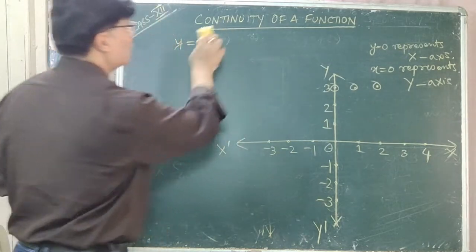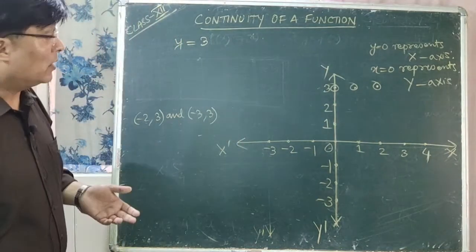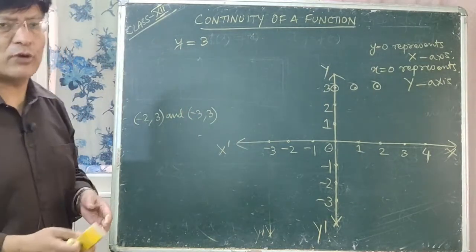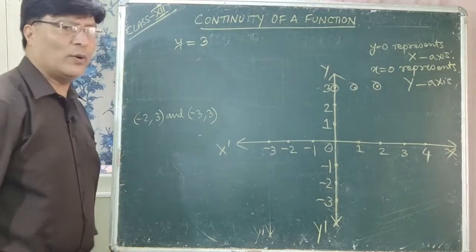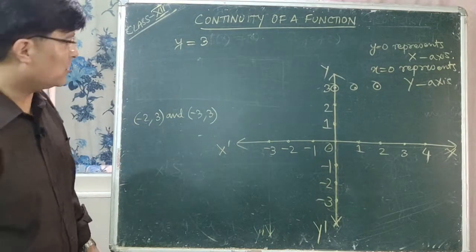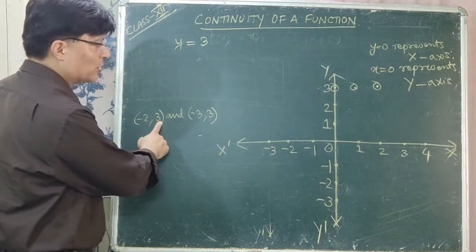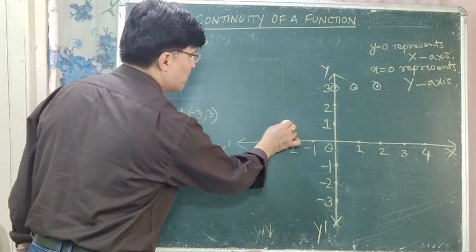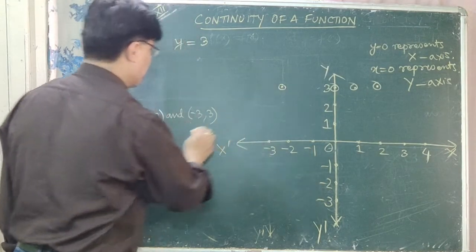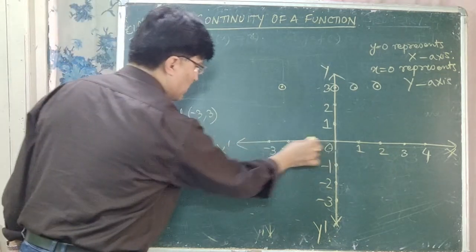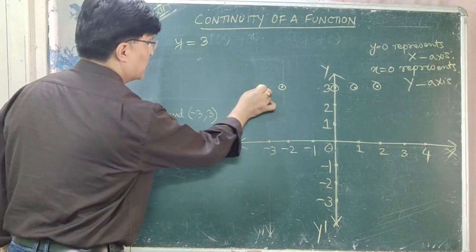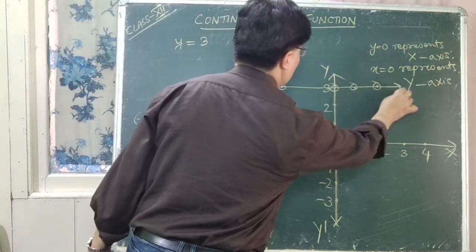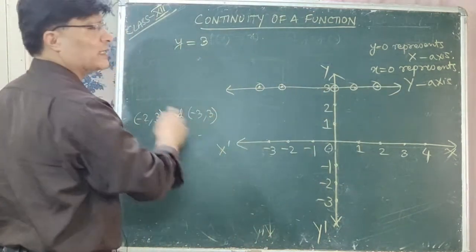Before we do continuity of this function, let us know how to draw a graph of y is equal to 3 or y is equal to constant. So what does it actually represent? -2, 3, where does it lie? -2 comes out here and 3 goes up. Then -3, 3: -3 comes out here and 3 goes up out here. So if you join all these points, you will get a straight line.